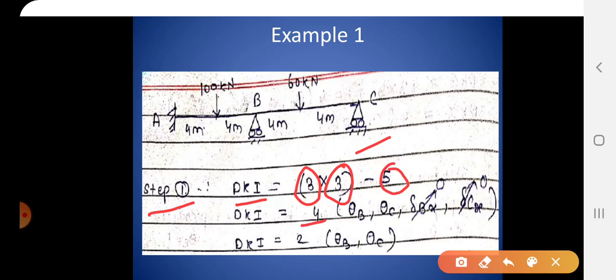So you know degree of kinematic indeterminacy is unknown displacements. Okay, and it will be delta and theta. So what are these 4 unknowns, 4 displacements? Theta B, theta C, delta Bx, delta Cx. So neglecting the axial deformation, we are left with DKI equal to 2, which is rotation at B and rotation at C. Okay, these will be the redundants.